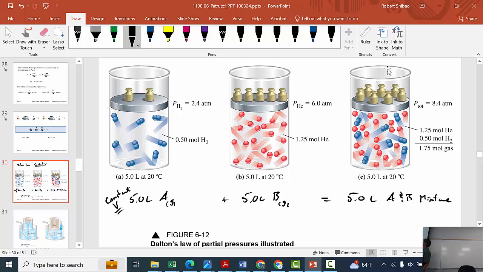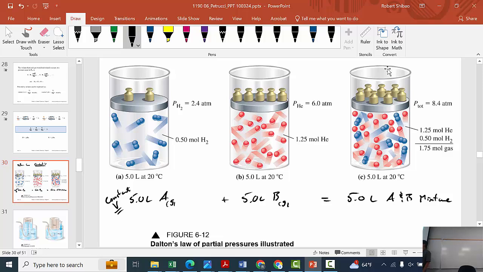8.4 atmospheres, because now we have the blue ones striking the wall. The blue ones striking the wall are 2.4 atmospheres, but in addition to the blue ones, we have the red ones striking the wall. The red ones striking the wall are 6 atmospheres worth. And so altogether, we're going to have 8.4 atmospheres worth of collisions here in the same size container. And so this is one way of visualizing it.